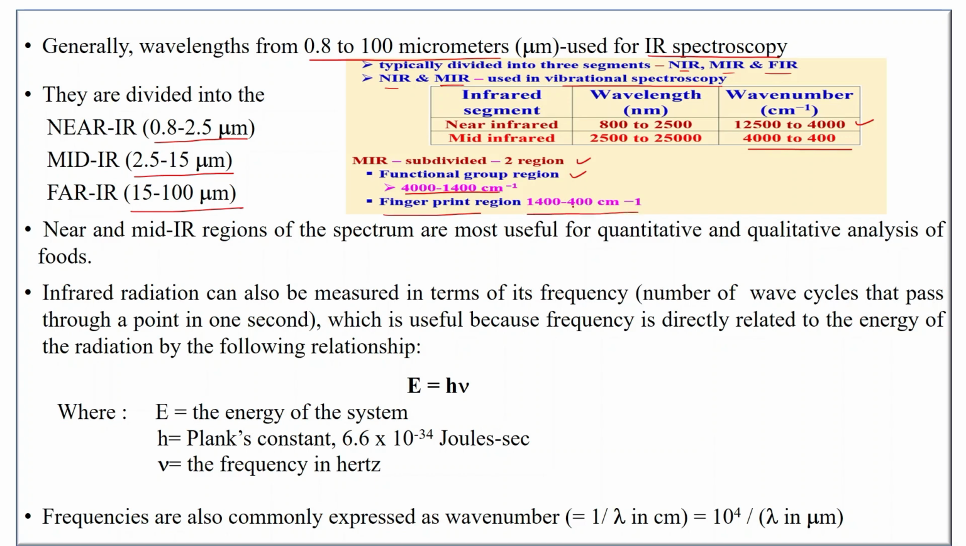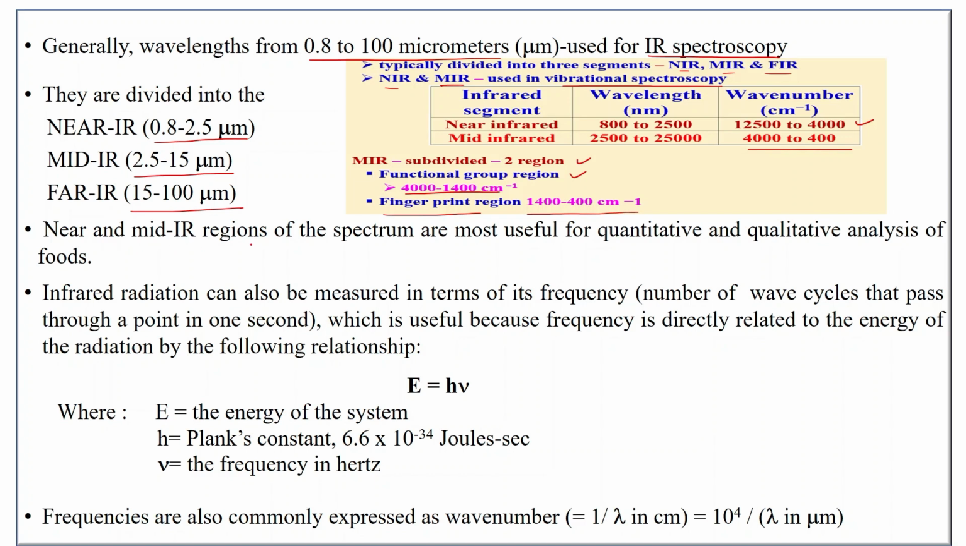If the fingerprint regions of any two spectra of any sample or compound match, then we will say that the compounds are the same. That is why it is called the fingerprint region. Like each and every human being has a unique fingerprint, if the fingerprint region of two compounds matches, this indicates that both compounds are the same. Even if the functional group region matches, we can only say that the functional groups are the same, but definitely the compounds or samples are not the same.